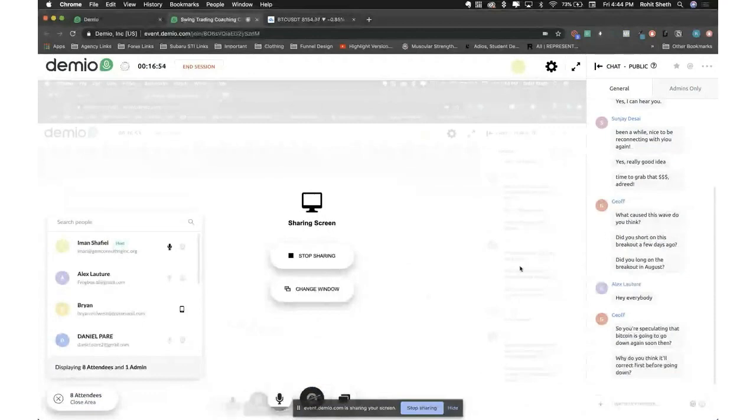What caused this wave, you think? Did you short on this breakout a few days ago? Did you long on the breakout in August? All right, so let's answer these questions one by one. All right, Jeff. So one, what caused the wave?